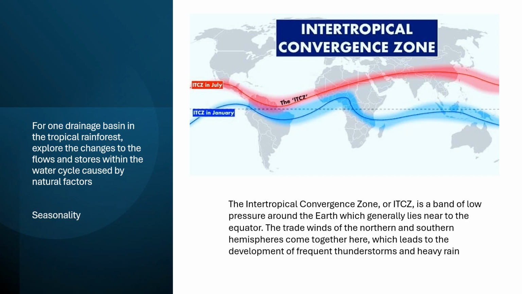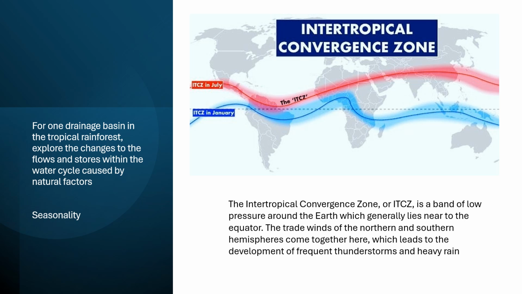Okay. So let's think a little bit about one drainage basin. We're going to focus on the Amazon. We want to think a little bit about some of the changes that the water cycle will have because of natural features. And those natural features really are seasonality. And what we're talking about here is something called the intertropical convergence zone.